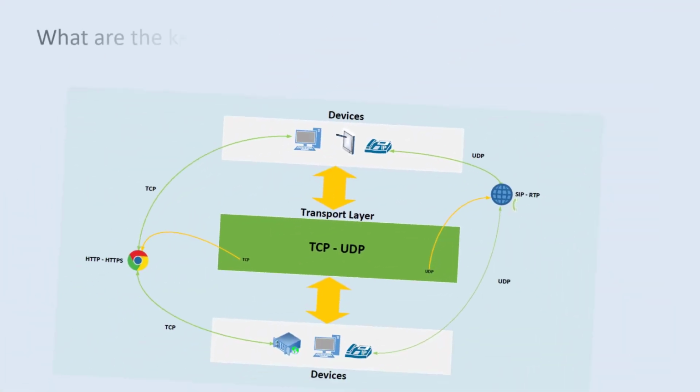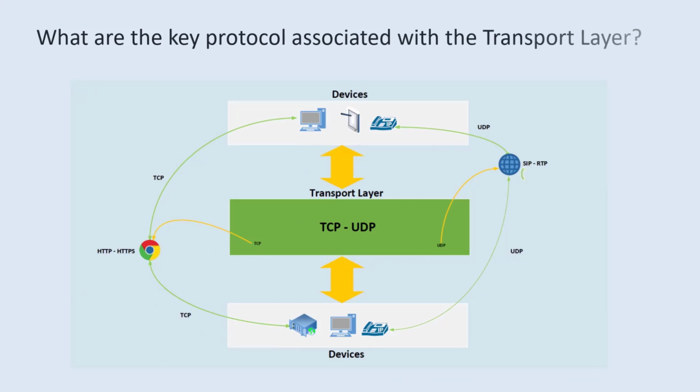What are the key protocols associated with the transport layer? As you know, the primary protocols at the transport layer are Transmission Control Protocol, or TCP, which provides reliable and connection-oriented communication, and User Datagram Protocol, UDP, which facilitates faster but connectionless communication. In simple terms, TCP ensures reliable and ordered communication, while UDP allows for faster data transfer without establishing a connection.